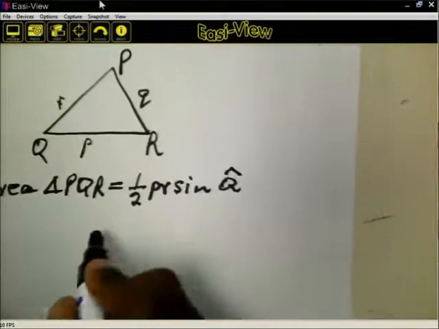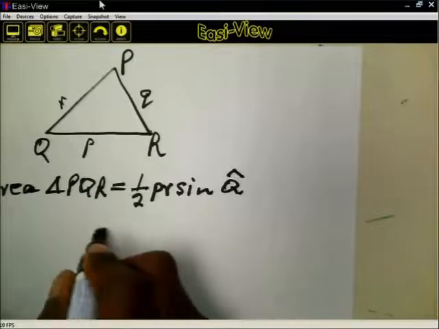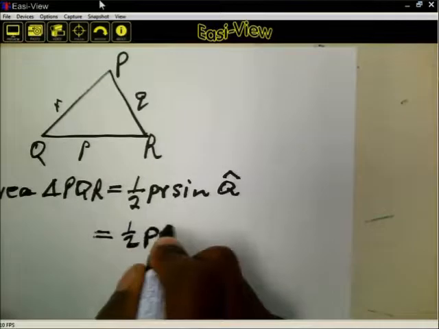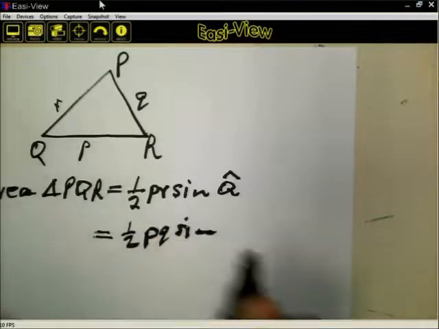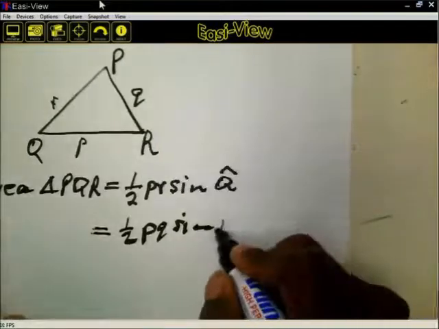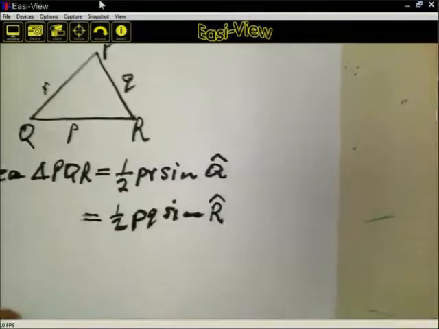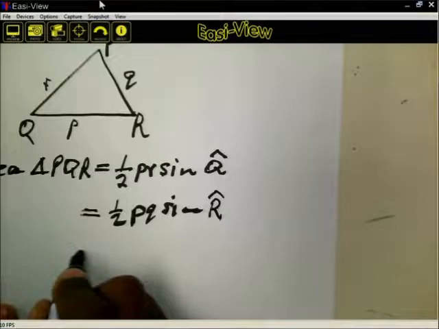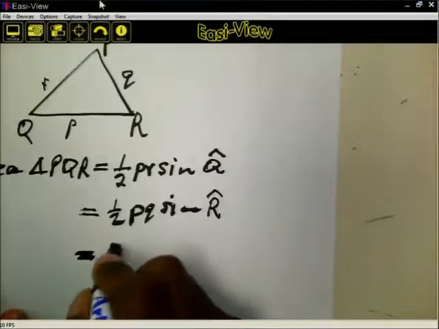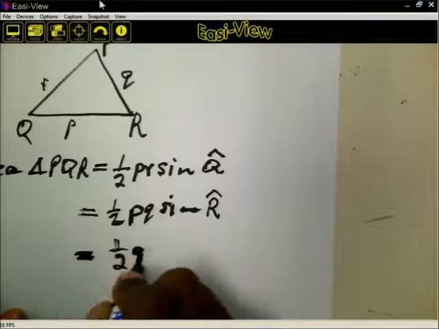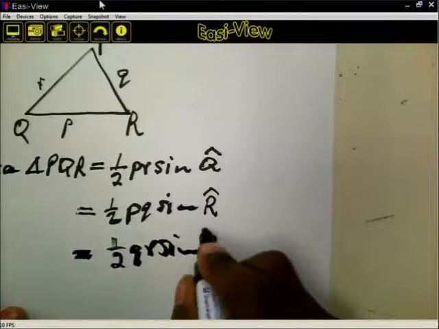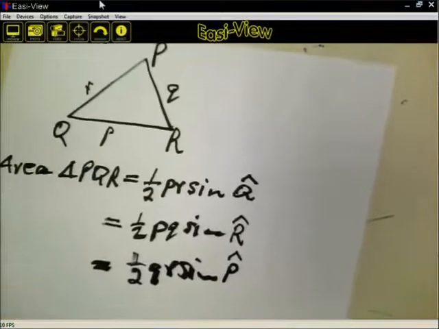So if you are not given P and R, but P and Q, then you would have half PQ. But now the angle made up by P and Q is R. This would be the included angle. And finally, you could have been given Q and R, then you have half QR sine P. By the way, convince yourself that this is correct.